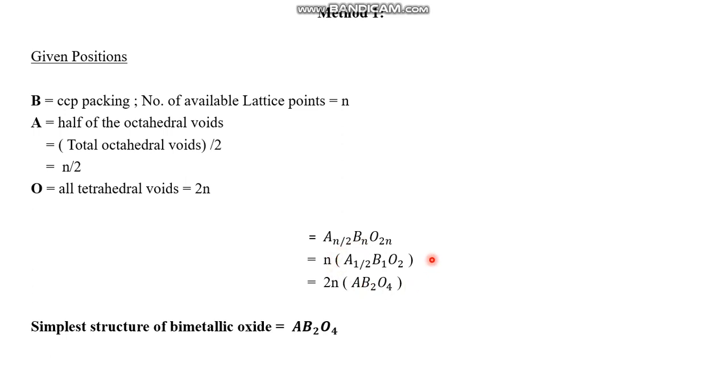Now we don't want to leave the structure in fractions. We want the structure to be simplified. So we'll multiply the structure by 2, so that the fraction would be removed. If you multiply by 2, you can see the structure would be AB2O4. So the simplest structure of the bimetallic oxide we got is AB2O4.